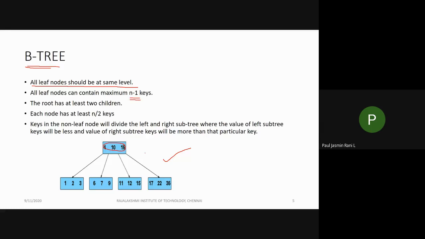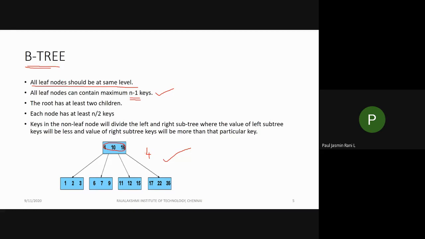For this diagram, the order is taken as 4. If the order is 4, you can have a maximum of only 3 keys in each and every node. So in each node you can have only n minus 1 keys. You have to check this at the time of insertion. While performing any insertion operation, you have to ensure that you have only n minus 1 keys. If you have more than that, then you have to go for a splitting operation.